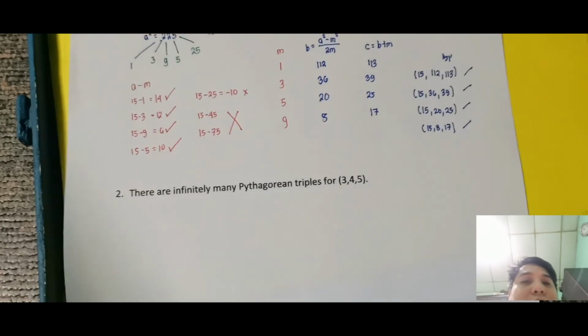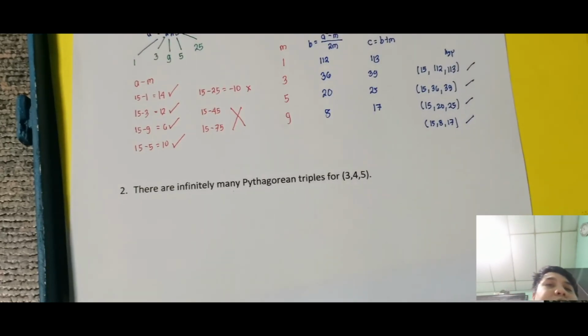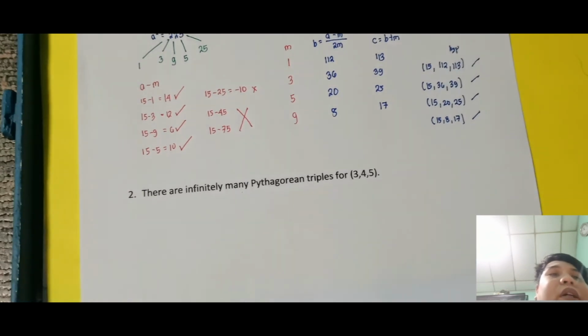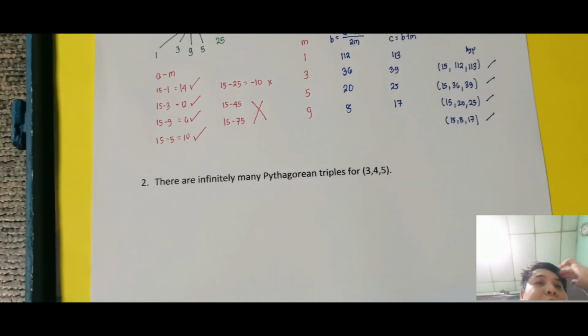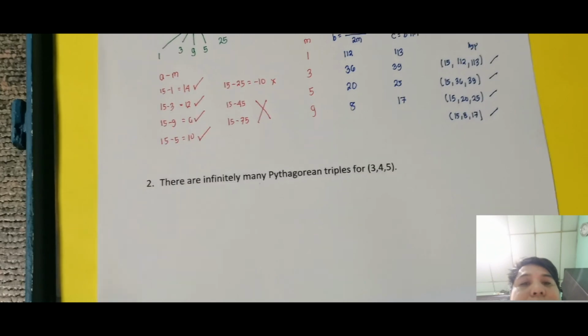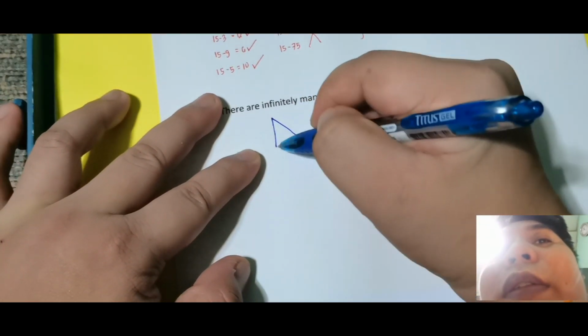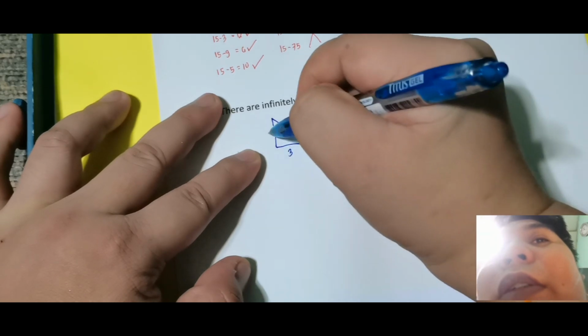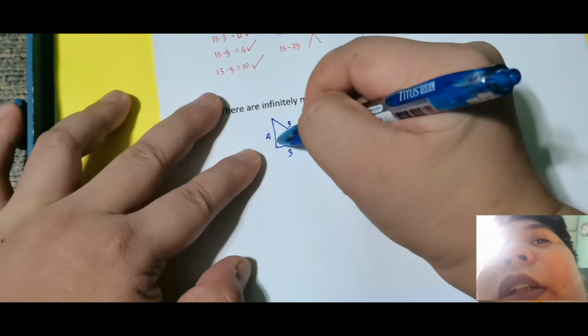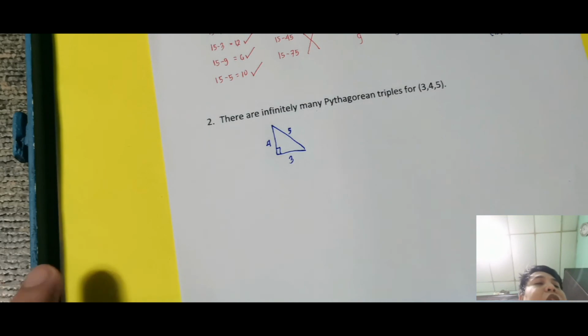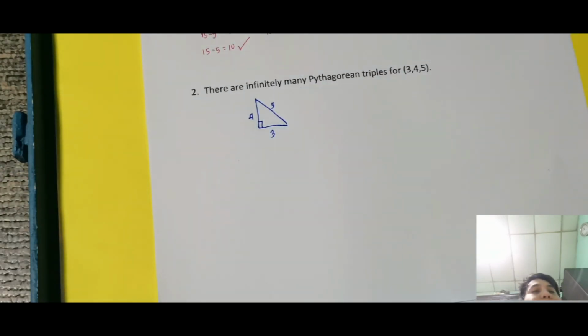Okay, so ito yung sinabi ni Euclid. There are infinitely many Pythagorean triples for 3, 4, 5. Okay, so si 3, 4, 5, drawing ko lang. Let's say ito yung 3, ito yung 4, ito yung 5. Ito yung right triangle na 3, 4, 5. Siya yung Egyptian triangle. Kung tatanungin mo, tingnan mo sa internet, yung Egyptian triangle, yung side niya is 3, 4, 5. Okay? So, ngayon, ang sabi nga, there are infinitely many Pythagorean triples for 3, 4, 5.